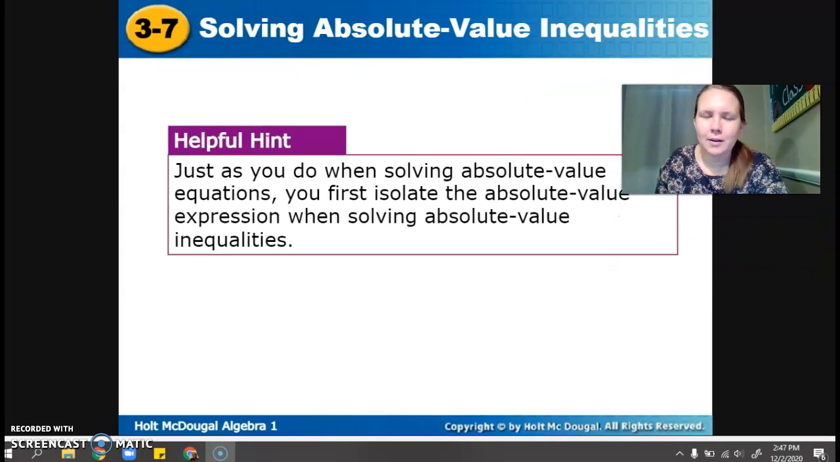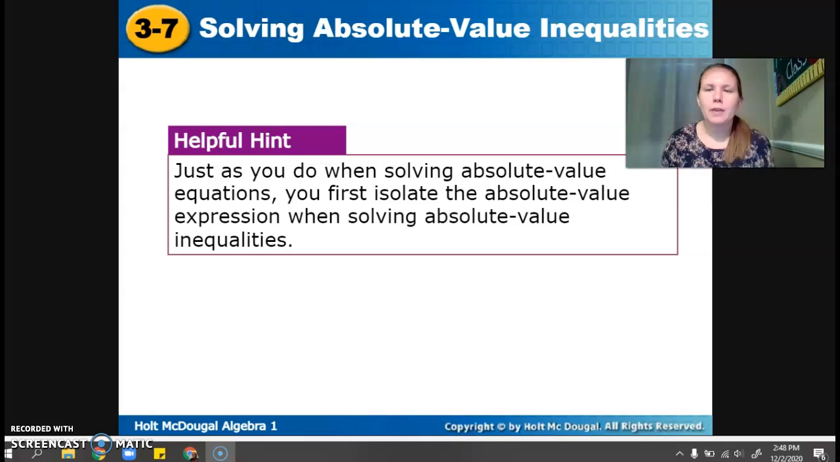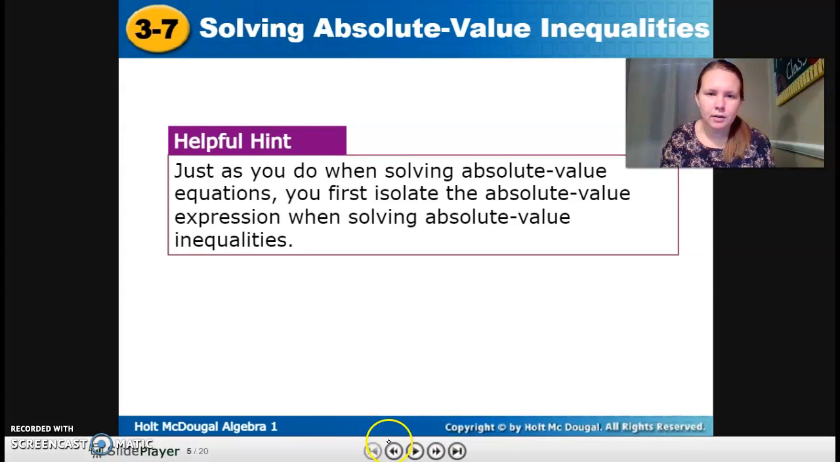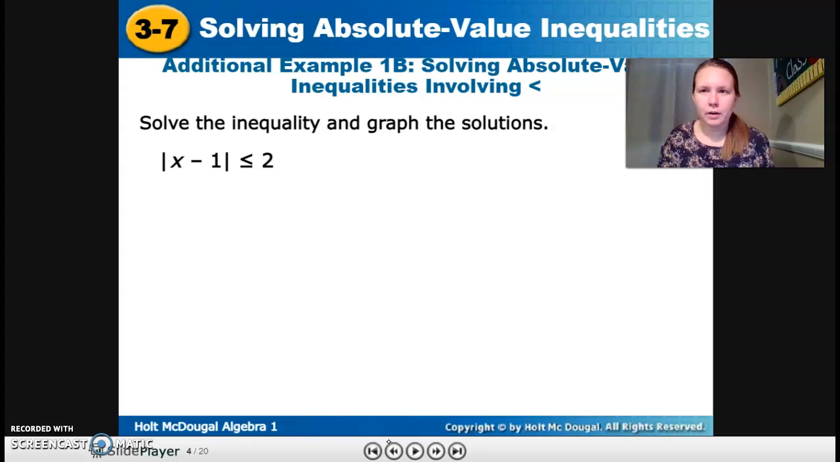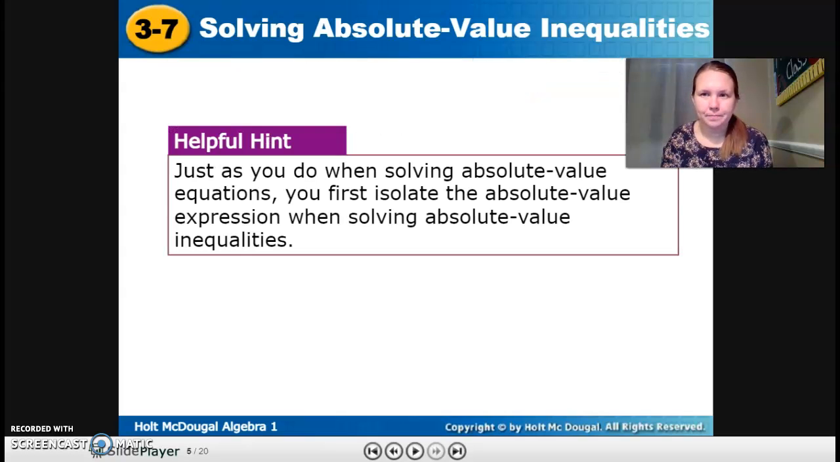So, a helpful hint here. Just as you do when solving absolute value equations, you first isolate the absolute value expression when solving absolute value inequalities. So just like I said, you want to get that absolute value by itself. No other operation should be happening outside of those bars. So for that equation that we were just looking at here, you don't get rid of that one first. Keep that because it's in the absolute value bars. Okay, if it was something on the outside of it, that's when I want to get rid of it first before I break it into those two parts of the equation.